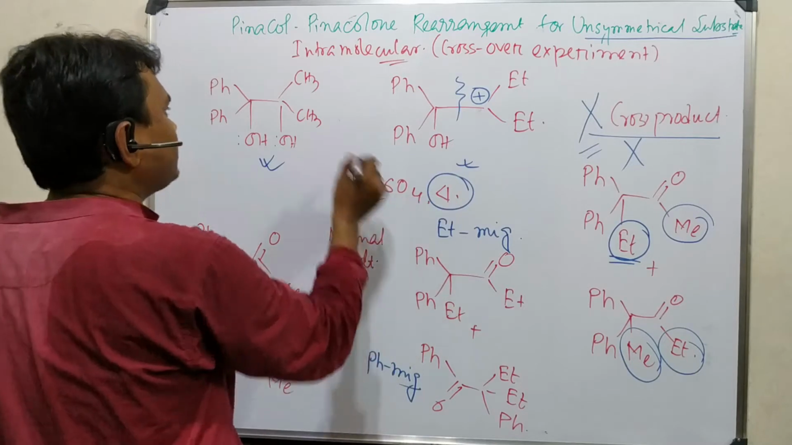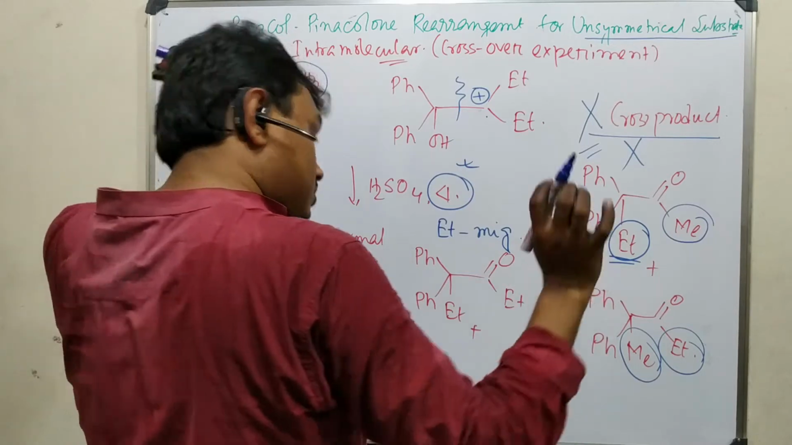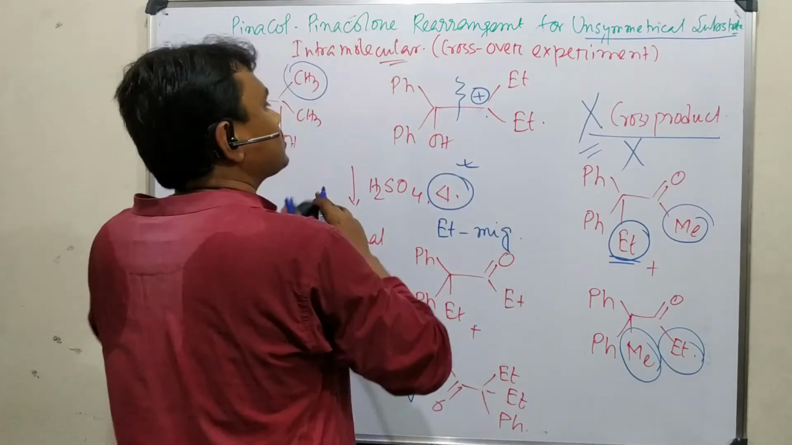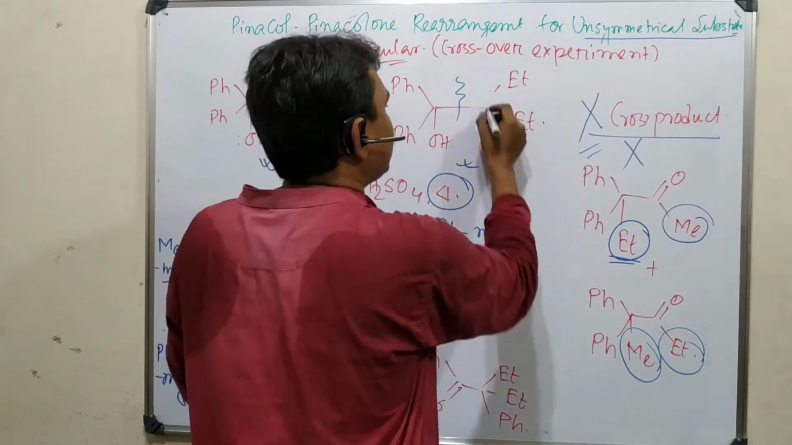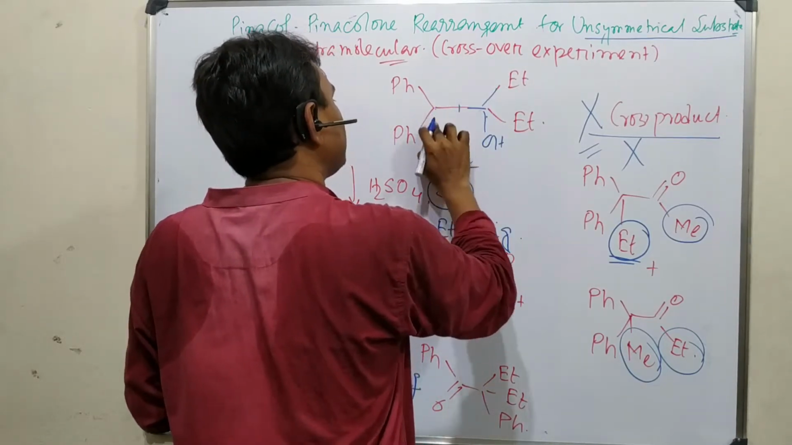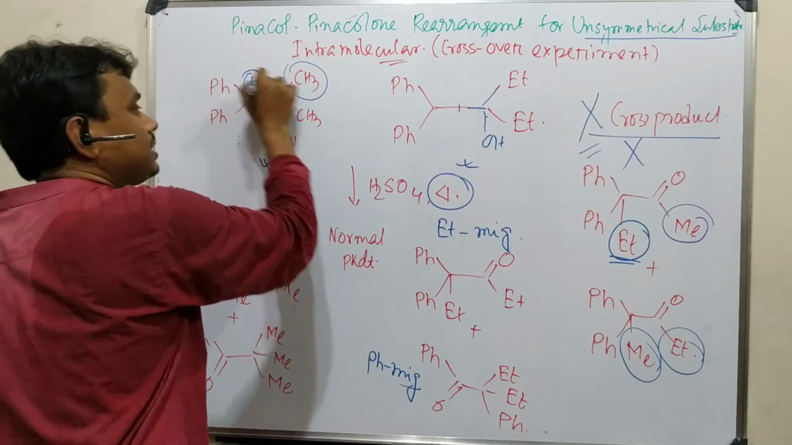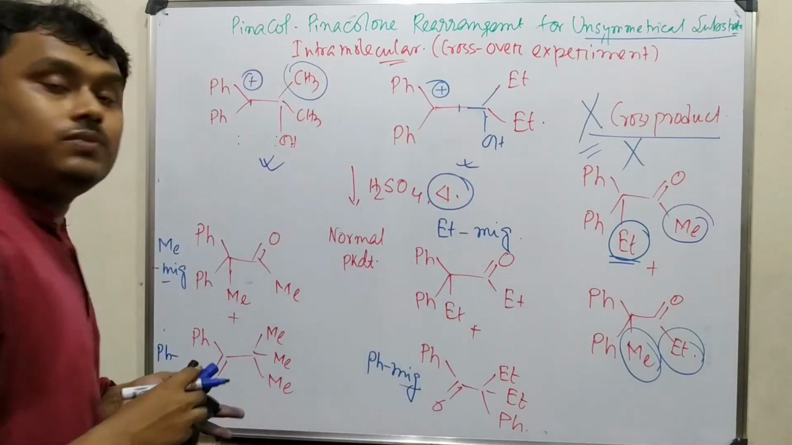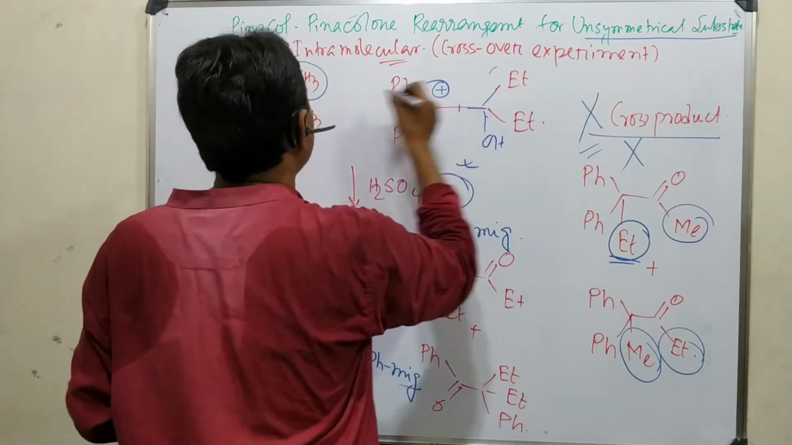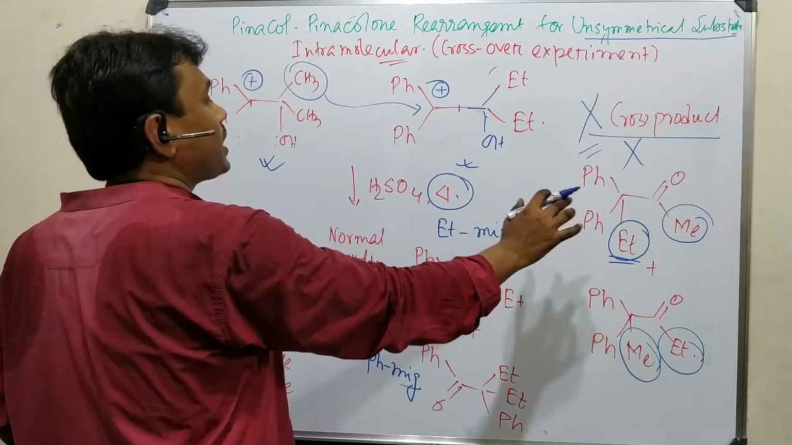Okay, fine. Instead of that phenyl, if this methyl migrates, that could be one product, which is not written here. Let's consider from another direction. So if these migrate, in both cases this is possible, carbocation here, carbocation here. So if that migrates, one chance is that ethyl is there, fine. So instead of this ethyl, this methyl can migrate. Meaning if it is intramolecular, then this mixture of product will be obtained.